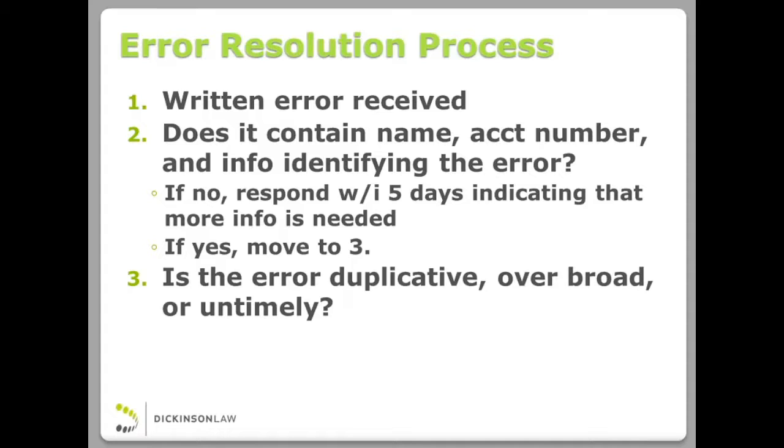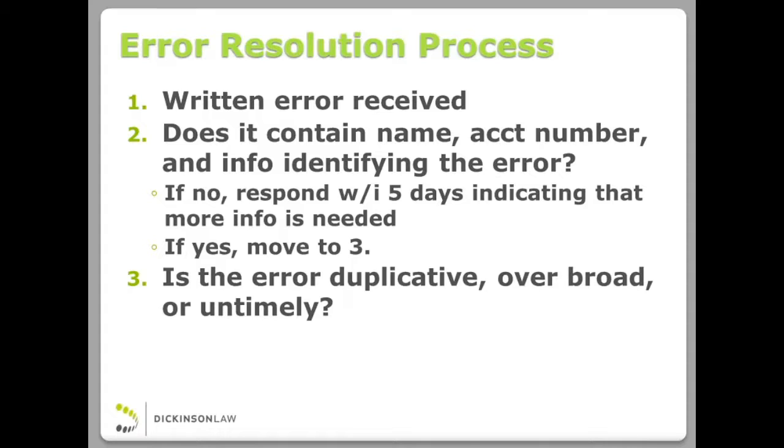Once you receive that error notice, the first step is to determine whether it's a validly asserted notice or not. Does it contain the borrower's name, account number, or other information by which you can identify the account, and information that reasonably identifies the error, information that you need to be able to investigate? If it doesn't contain that information, then you respond within 5 days and indicate that more information is needed. If you do have a validly asserted error, you move on to the next step in the process.